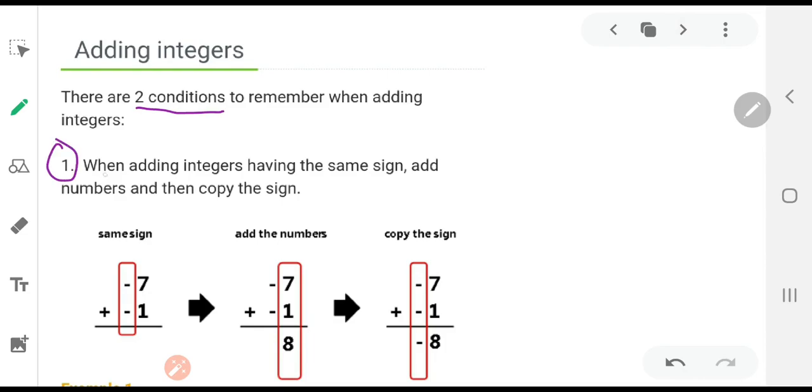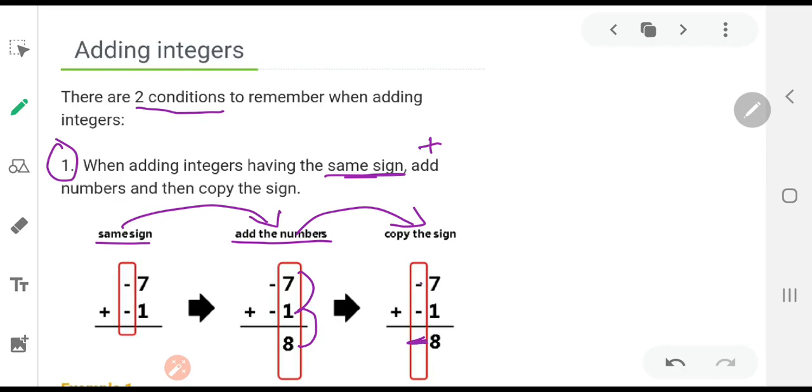First, we need to remember when adding integers having the same sign, we add the numbers and then copy the sign. For example, -7 plus -1, they have the same sign. So I move on to the second step, which is adding the numbers. Add the 7 to the 1, that's going to be an 8. Now, after I write it, I move on to the third step, which is copy the sign. So the sign over here is minus, then it's a -8.